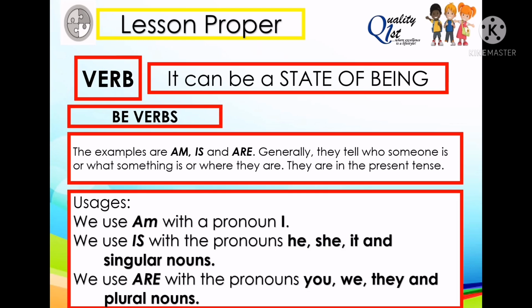Okay? Now let's have their usages. We use am with the pronoun I. We use is with the pronouns he, she, and it, and other singular nouns. When we say singular nouns, they are only one. Okay? Now, we use are with the pronouns you, we, and they, and other plural nouns. When we say plural nouns, they are more than one, or two or more. Alright? Well done, kids!